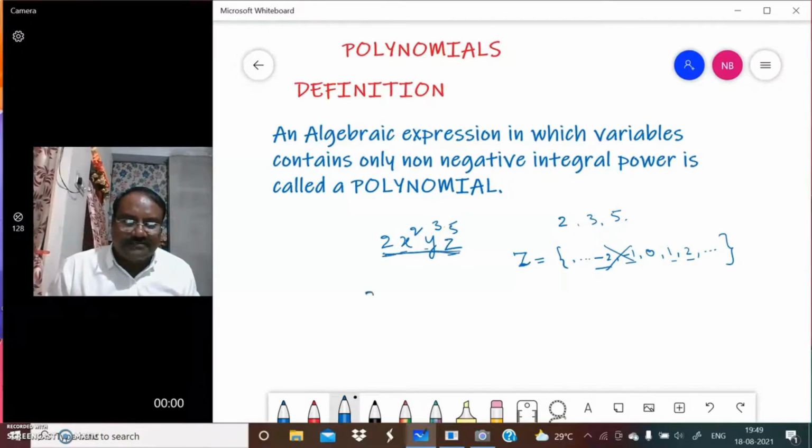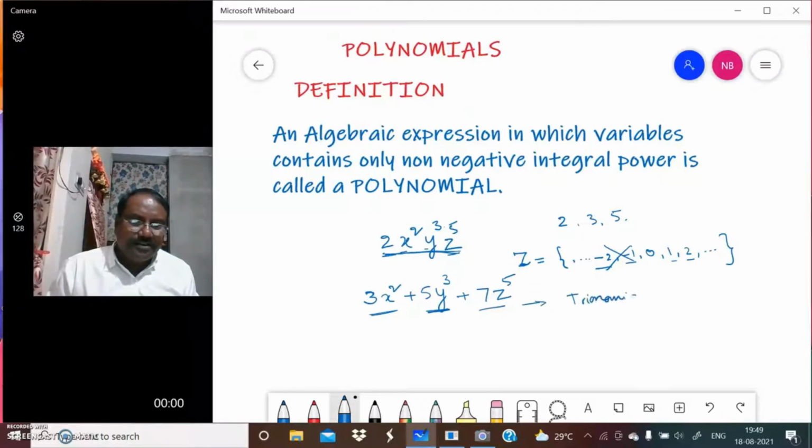Like that, sometimes two terms may be there. 3x² + 5y³. Now it is called a binomial. Here this algebraic expression contains two terms with the variables x and y, then it is called a binomial. If three terms are there, 3x² + 5y³ + 7z⁵, then it is called a trinomial.